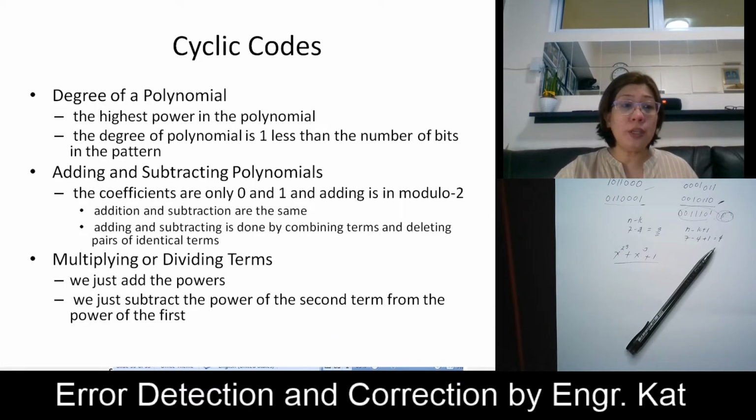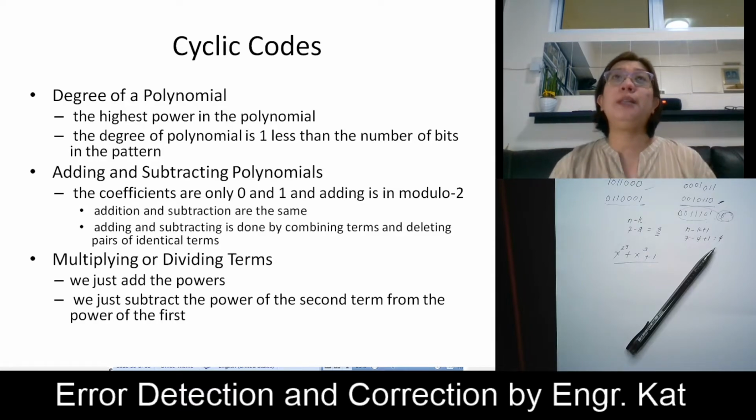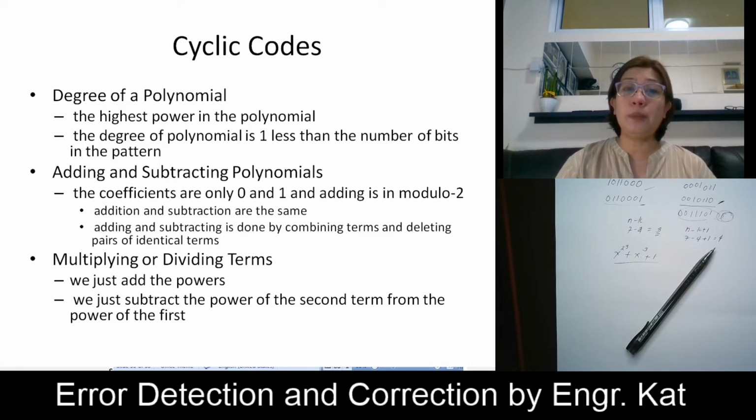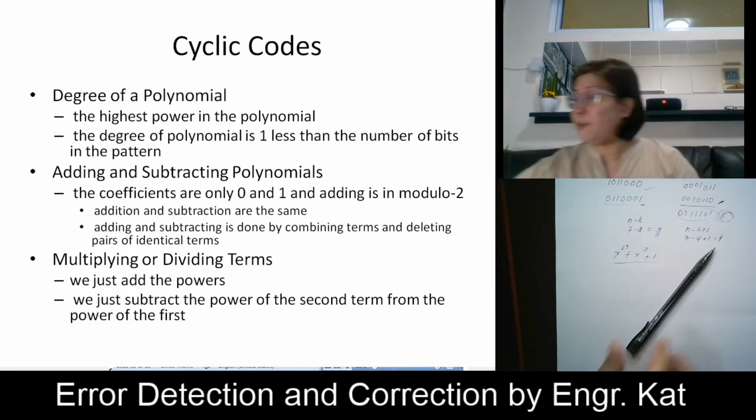Okay, so we have here several terms. First, the degree of a polynomial. What do we mean by the degree of a polynomial? This is the highest power in a polynomial. The degree of a polynomial is 1 less than the number of bits in a pattern. For example, if you have a 7-bit pattern, the degree is 6. If you have a 5-bit pattern, your degree is 4.